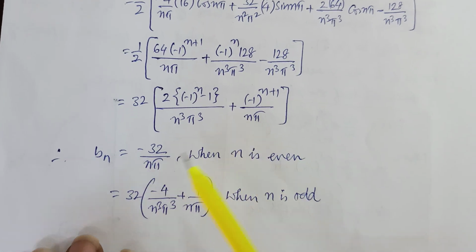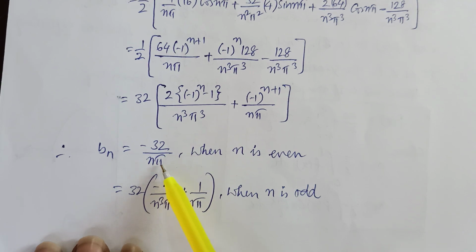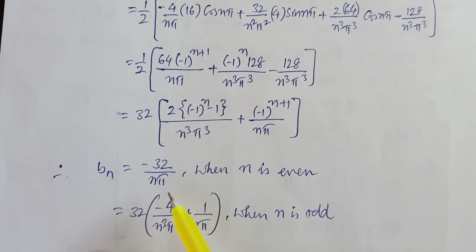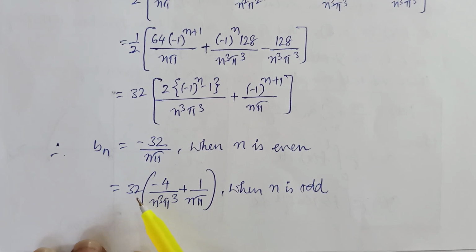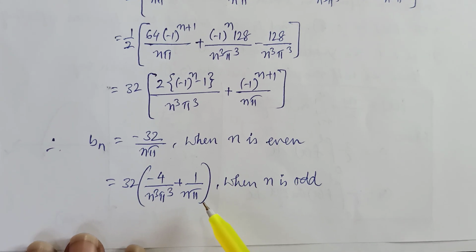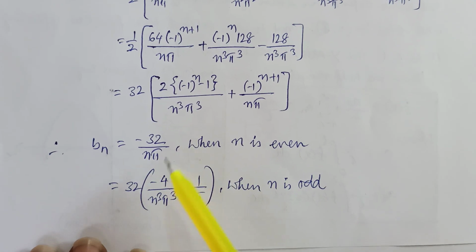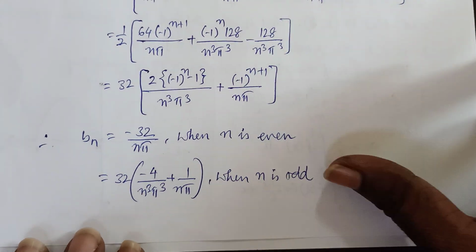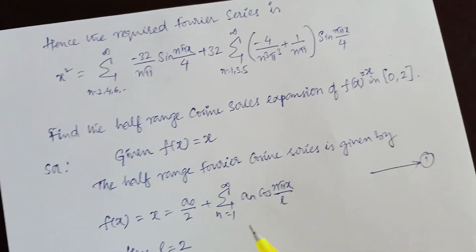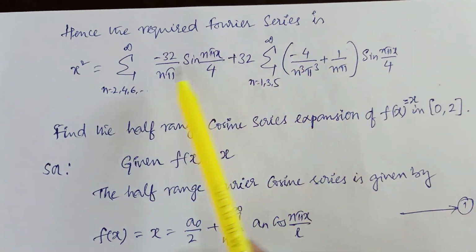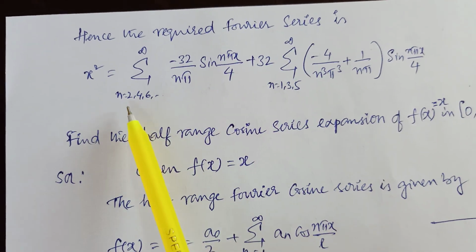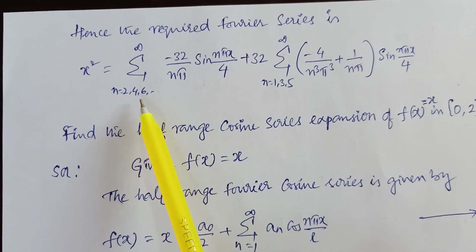So this is the bn we got, and the bn depends on n: minus 32 by n pi when n is even. When n is even numbers, we will get bn as minus 32 by n pi. When n is odd, we will get 32 into minus 4 by n cube pi cube plus 1 by n pi. So depending on the n value, we will get two different values of bn. By substituting this bn in this one, we will get the required Fourier series, that is sigma n is equal to 1 to infinity, for evens and for odd ones. We got two different bn values.